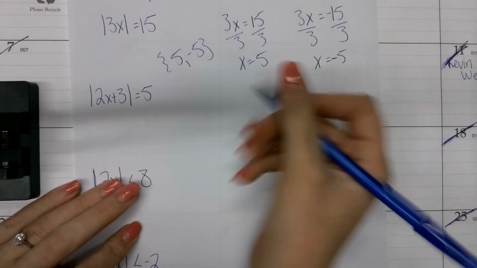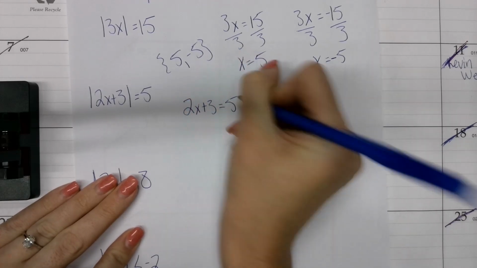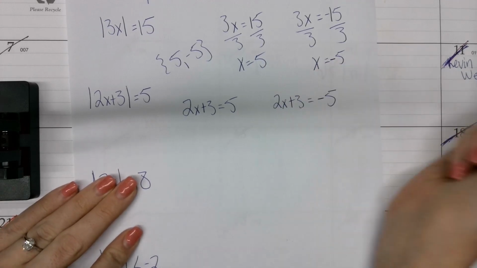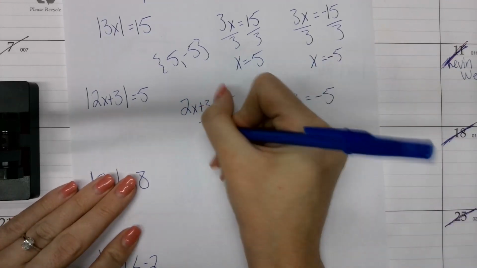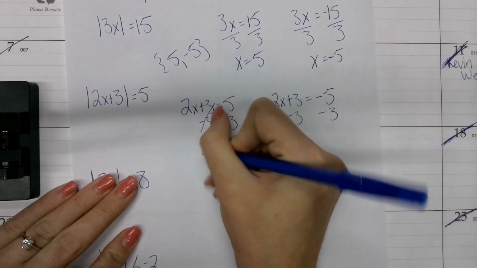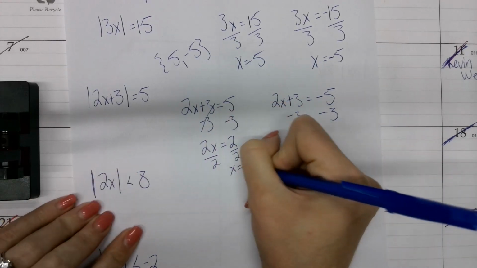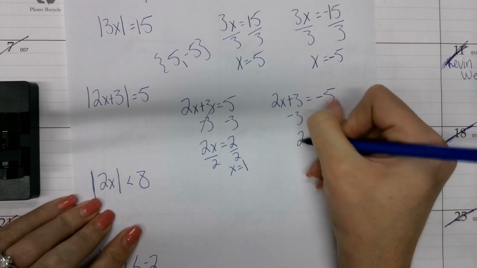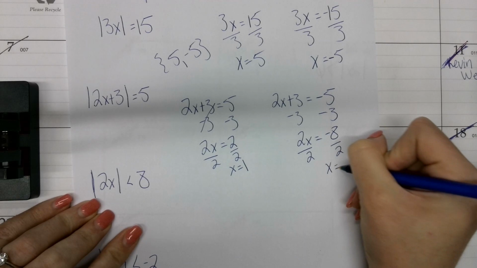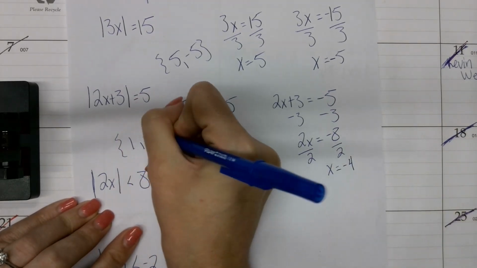Now when I do this one, same thing, so I'd have 2x plus 3 equals 5, and then 2x plus 3 equals negative 5, and then solve for x. So subtract 3. I should do these one at a time. So 2x equals 2, divide by 2, x equals 1, 2x equals negative 8, divide by 2, x equals negative 4. So our solution set on this one would be 1 and negative 4.